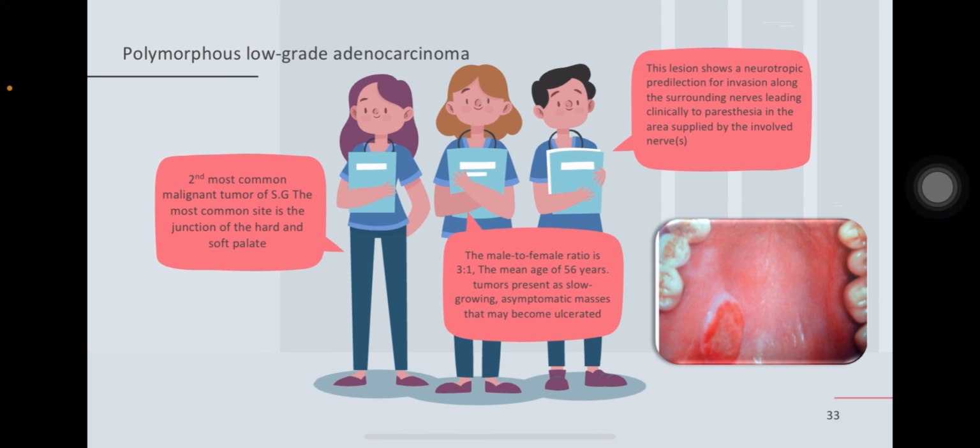The second topic is the polymorphous low-grade adenocarcinoma. The most common site of this tumor is the junction between the hard and the soft palate, and it shows a neurotropic predilection for invasion along the surrounding nerves, which clinically leads to paresthesia in the area supplied by the involved nerve. The male to female ratio is 3:1 with a mean age of 56 years. This tumor presents as a slow-growing asymptomatic mass that becomes ulcerated, like in this picture.